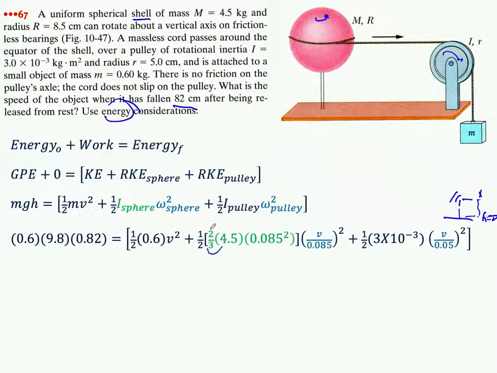plus 1/2 times I. Remember, for a shell, it's 2/3 mr squared. And I replaced omega with v over the radius squared right away, times 1/2 I, and they gave us the I for the pulley, just literally plugging it in, times v over r squared. Well, that's the radius of the pulley. Simplifying that down, I really jumped that one fast. You'll get the final velocity is about 1.4 meters per second.